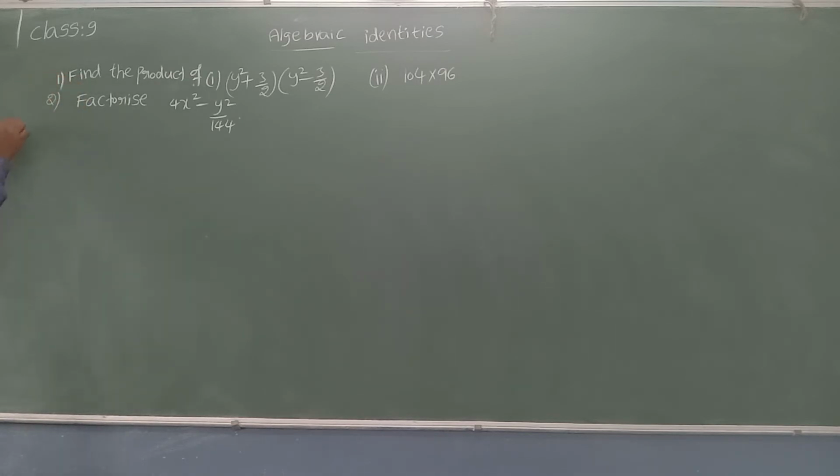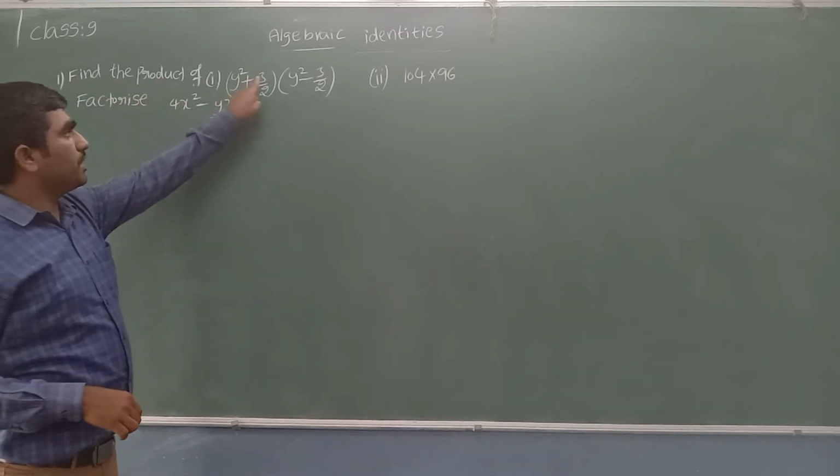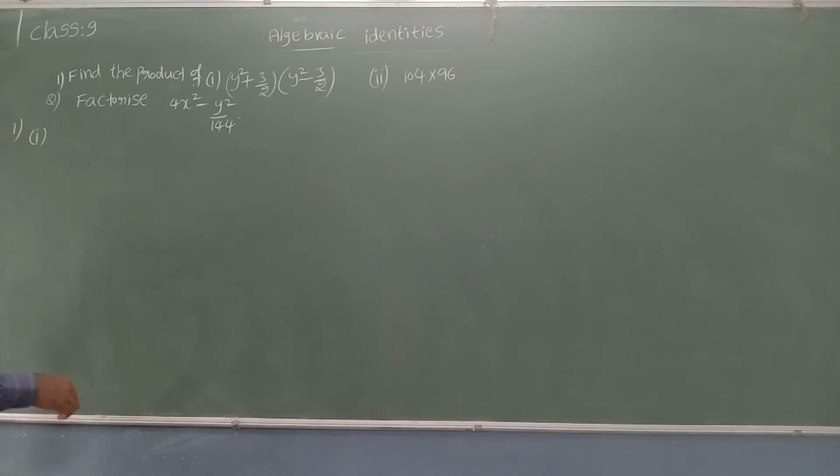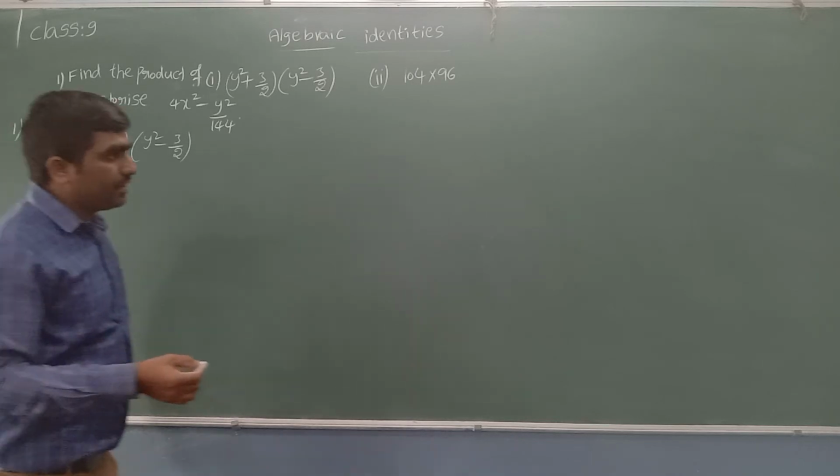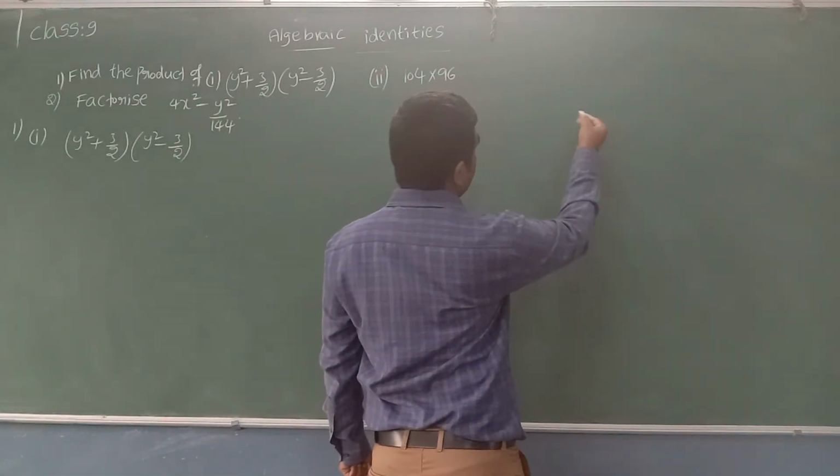So let me explain the first one. Question C, what are they asking? Find the product of y square plus 3 by 2 and y square minus 3 by 2 by using a suitable identity. Now tell me, which identity is it? Let me write the identities here.